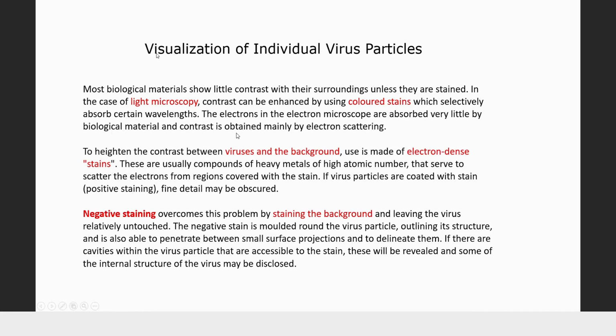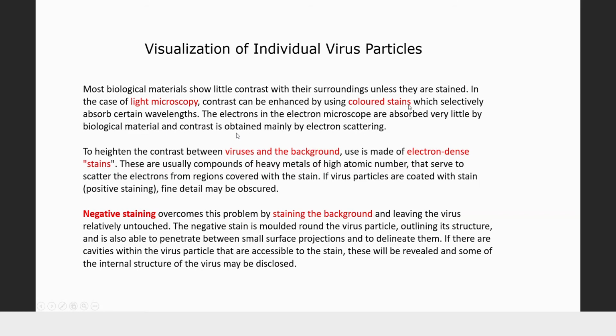Okay, the next topic is the visualization of individual virus particles. Okay, I got this from the net. You can always check the notes. Okay, let me read here. Most biological materials show little contrast with their surroundings unless they are stained. In the case of light microscopy, contrast can be enhanced by using colored stain.